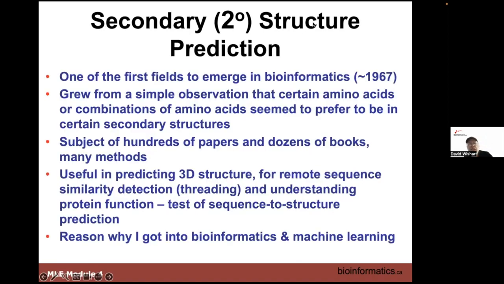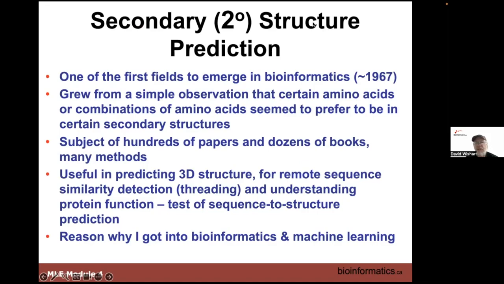So the reason why secondary structure is noted is partly for historical reasons. It's actually one of the very first fields in bioinformatics. It's been around since the mid 60s, just like the field of machine learning, where Canadians played a key role. It turned out a Canadian named Jerry Fasman developed the field of secondary structure prediction. It grew from the observation from solved protein structures, about three at the time, that combinations of amino acids seem to prefer to be in helices and others prefer to be in beta sheets.